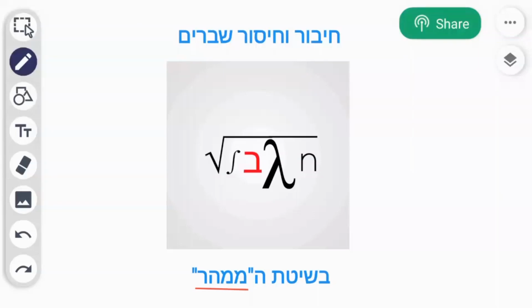Hello friends. Today we'll learn about addition and subtraction of fractions, using the code X method.